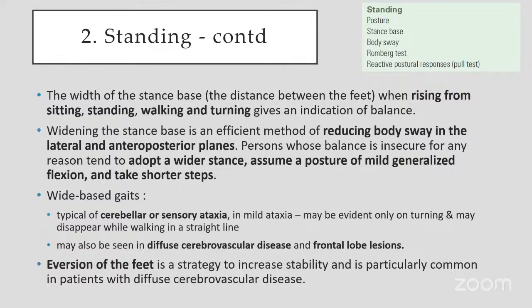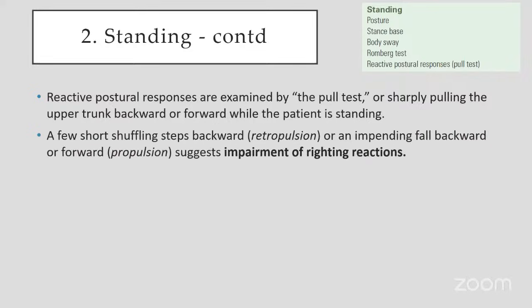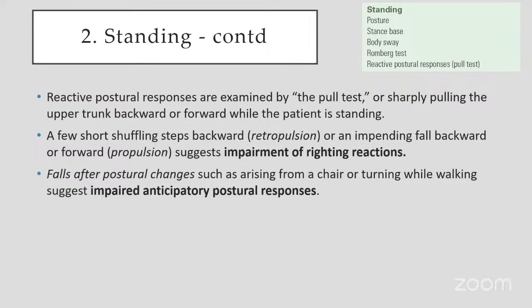And aversion of the foot is a strategy to increase the stability, and particularly commonly seen in patients with diffuse cerebrovascular diseases. And reactive postural responses are examined by pull test, or sharply pulling the upper trunk backward or forward while the patient is standing. So a few short shuffling steps backward or an impending fall backward or forward suggest an impairment of the righting reactions. Falls after the postural changes, such as arising from the chair or turning while walking, suggest impaired anticipatory postural responses.